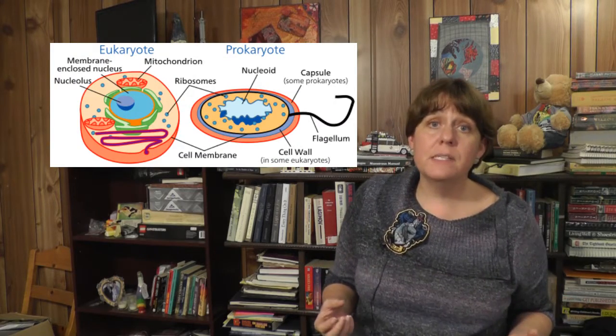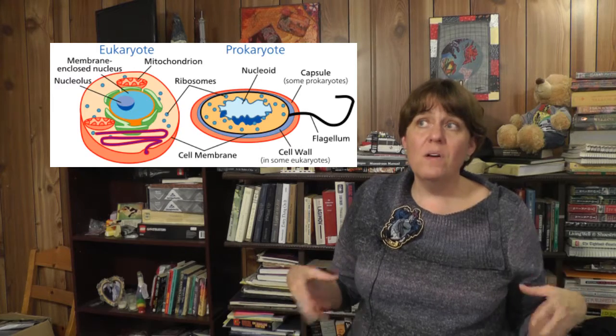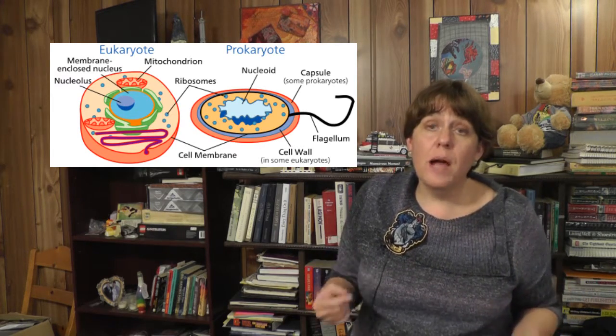All cells have a few things in common. For instance, a membrane to separate the inside from the outside. They're all filled with a jelly-like substance that we call cytoplasm, and they all have ribosomes. You can see ribosomes here as some black dots. Ribosomes are a very simple organelle that is used to make protein.